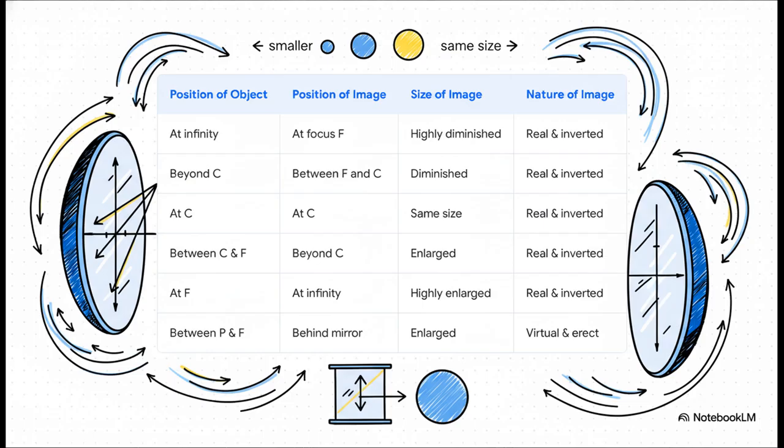It can be upside down and real, which just means the image could actually be projected onto a screen, or it can be upright and virtual, meaning it only appears to be inside the mirror.